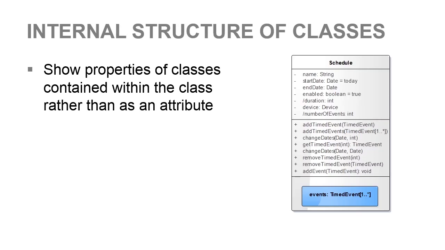Finally, we sometimes want to show internal structure in a class. This would be the case particularly with inner classes in some programming languages. However, we could use this approach to show the composition of schedule containing an array or collection of timed events as a property rather than as an attribute as we had it before. This is technically known as a composite structure diagram.